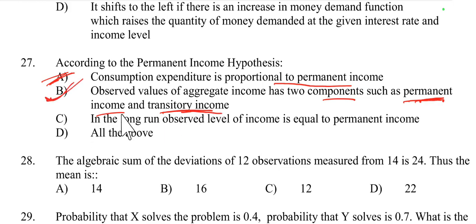Then option C: in the long run, the observed level of income is equal to permanent income. It is also right. Over time, actual income aligns more closely with permanent income as transitory components average out. So in the long term, it averages out. So option C is also right. So all of the above statements are correct according to the permanent income hypothesis, according to Milton Friedman.